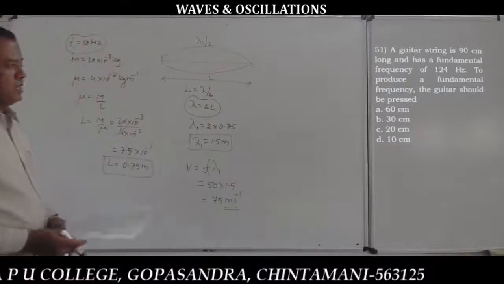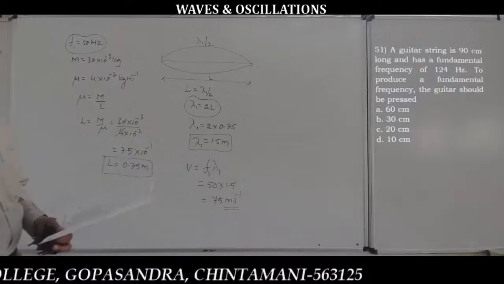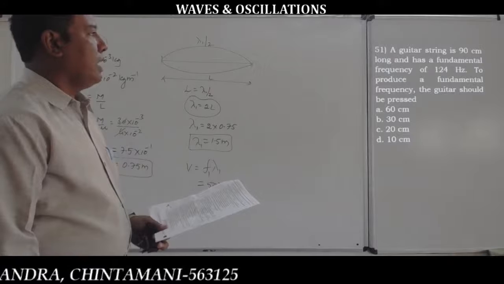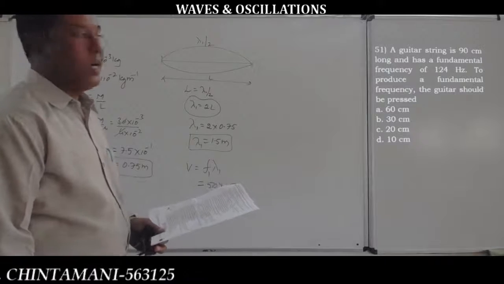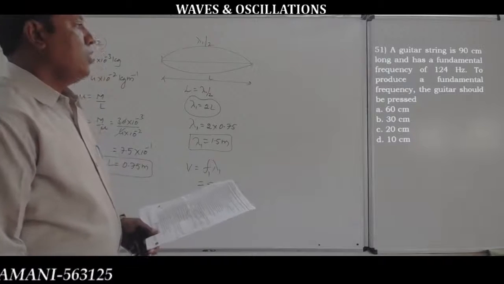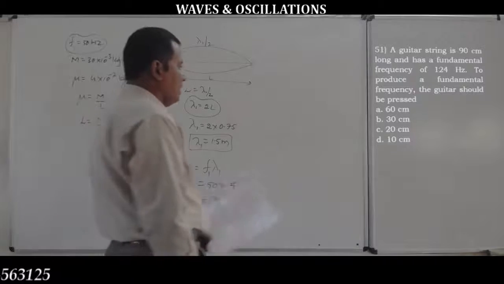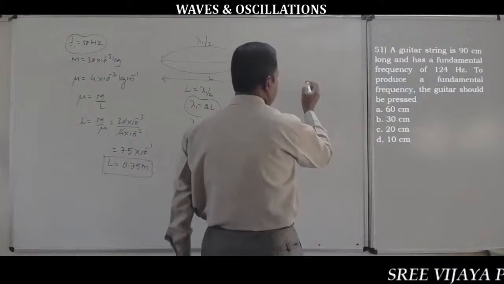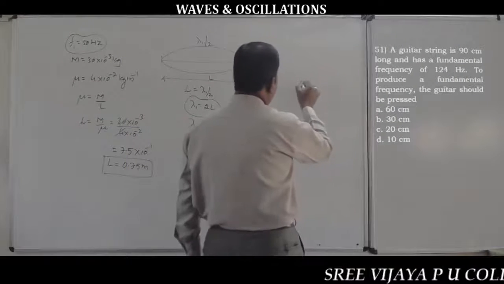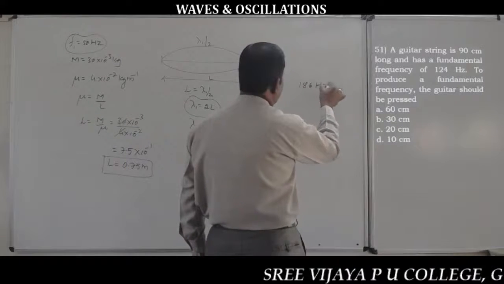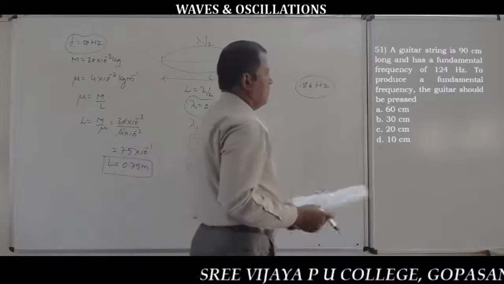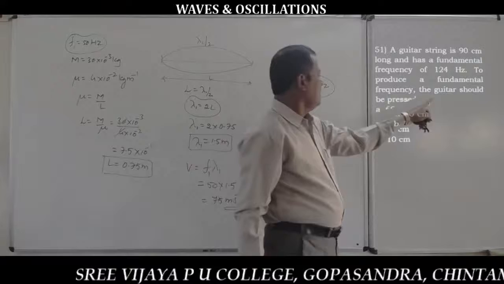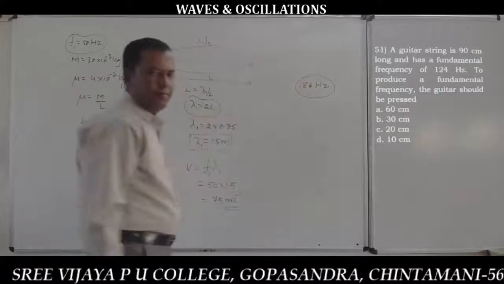A guitar string, next question. A guitar string is 90 centimeter long and has a fundamental frequency of 124 Hertz. To produce a fundamental frequency, the term is not given. To produce a fundamental frequency of 186 Hertz, the guitar should be pressed.